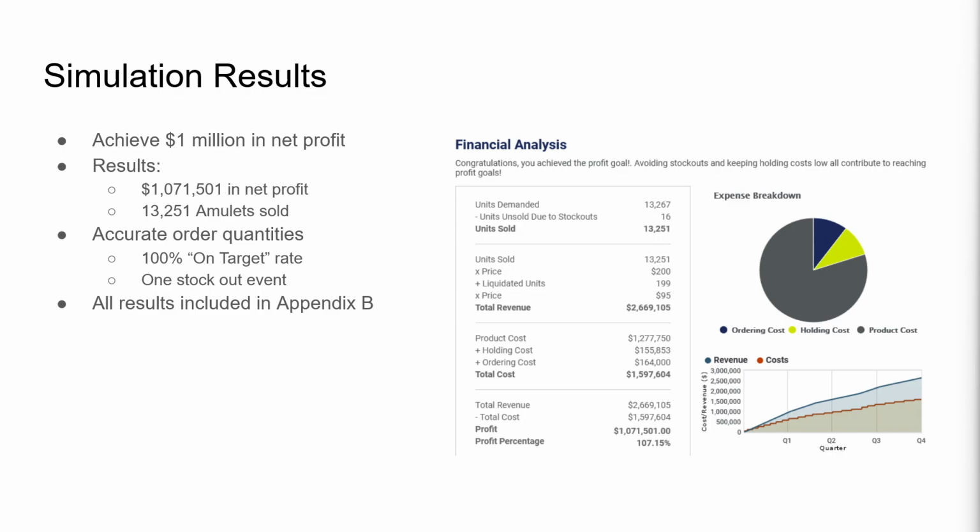One metric we were especially proud of is the 100% on-target rate. This means that all of our orders were of the optimal quantity based on the demand for the amulet, and never had excess stock that we had to pay holding costs on. We did have one stockout event, but it was due to an abnormally large demand shift from one day to the next, and due to our safety stock, we missed sales of just 16 units. An expanded set of simulation results can be found in Appendix B.